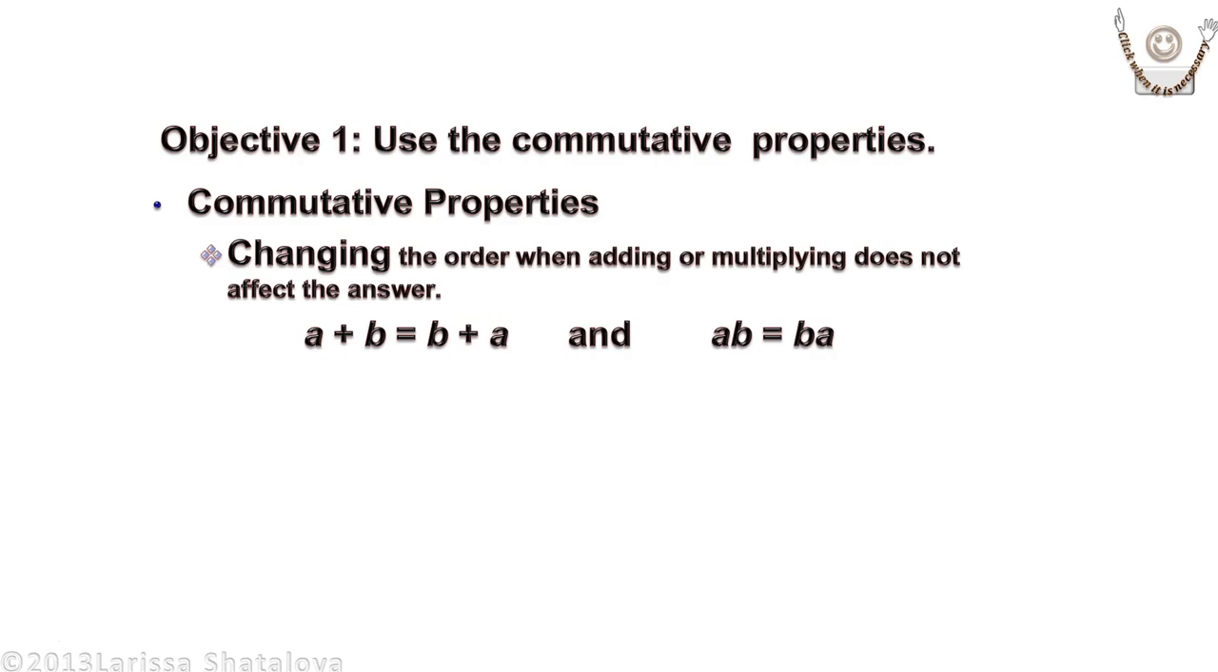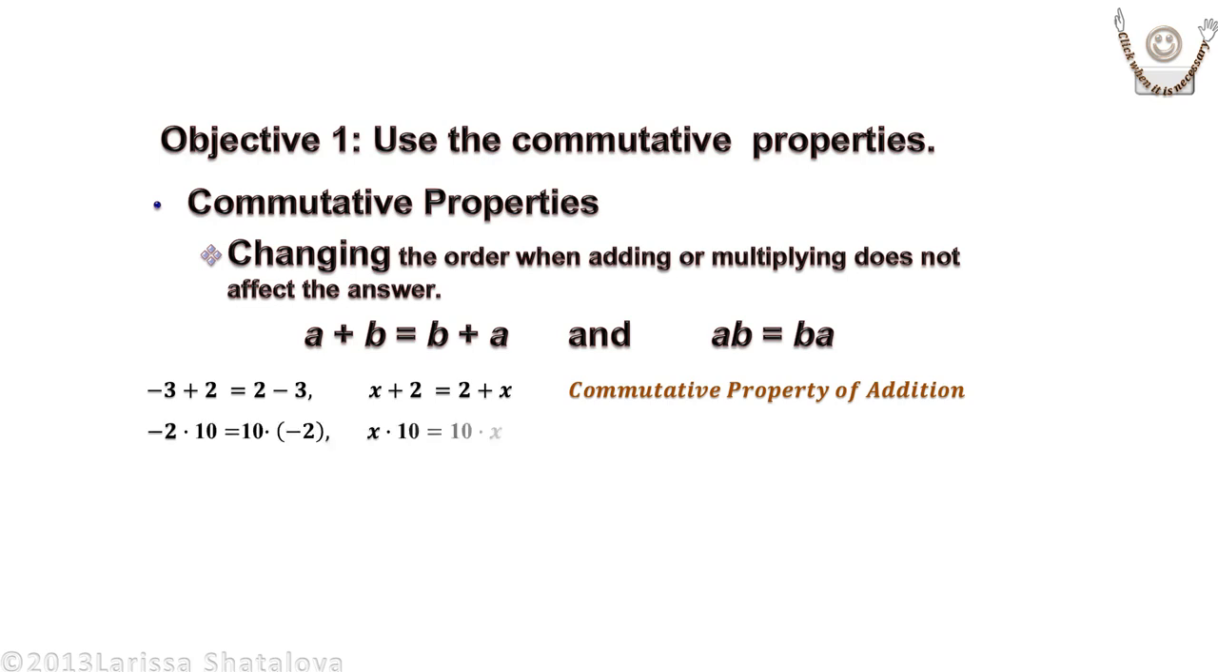Commutative property for addition and multiplication. Changing the order when adding or multiplying does not affect the answer. Look at the first example: -3 + 2 equals +2 + -3. Second expression with variables: x + 2 equals 2 + x. This is the commutative property for addition.